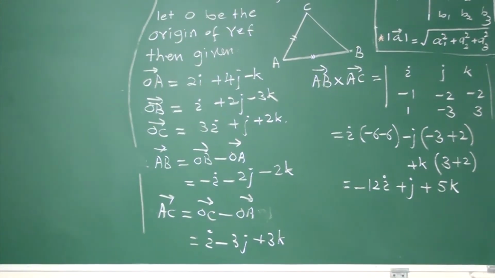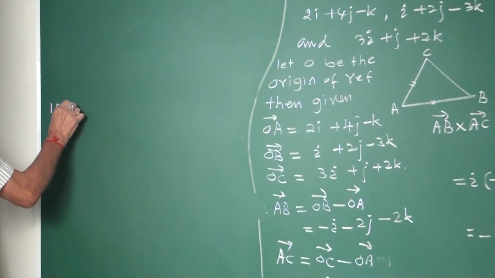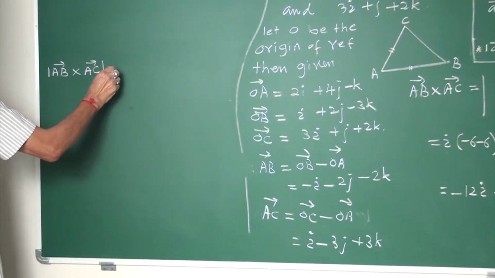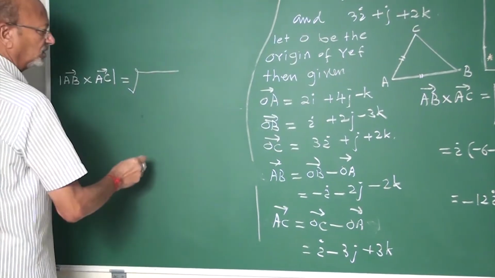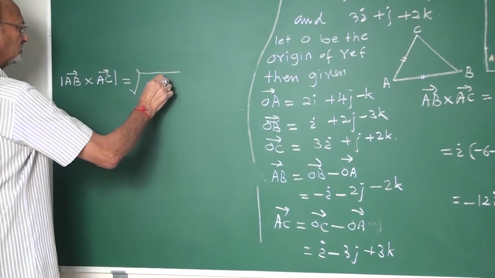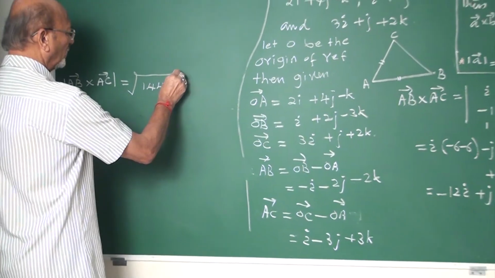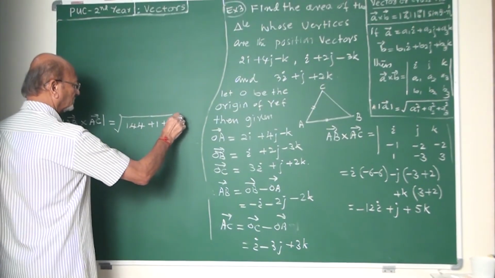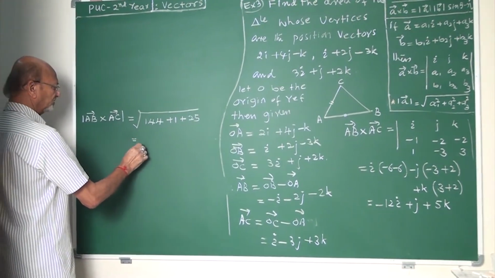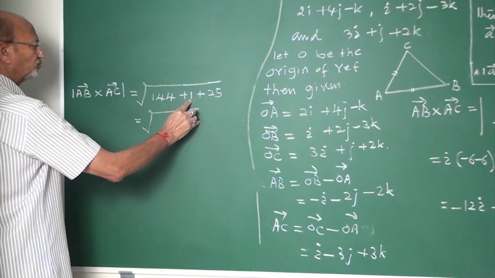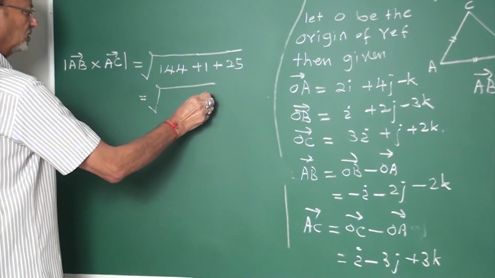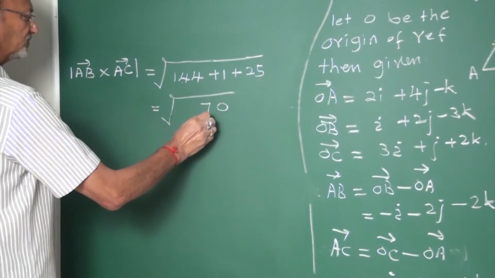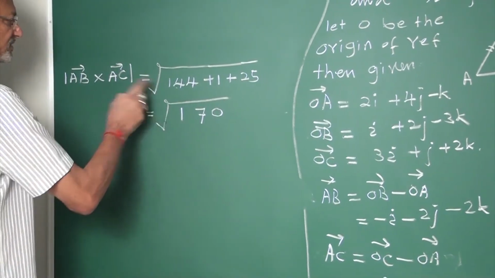Magnitude of AB cross AC is equal to the square root of 12 square plus 1 square plus 5 square. Yes friends, it is the square root of 5 plus 1, 6, plus 4, 10, plus 3, 3 plus 4, 7, this is 1 itself.